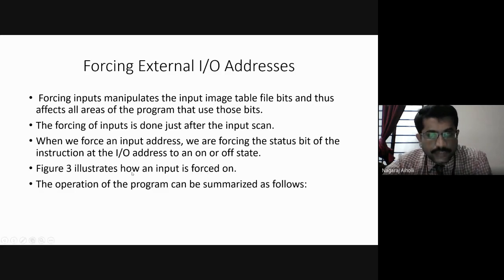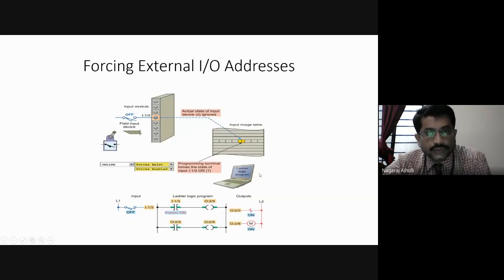Figure 3 illustrates how an input is forced on. The operation of the program is as follows. This shows forcing external IO addresses. Here we have the field input device. Now, what is the state of this field input device, students? Here it is: the actual state of the input device is 0. It is off. Here they have mentioned the state of the field input device is off.